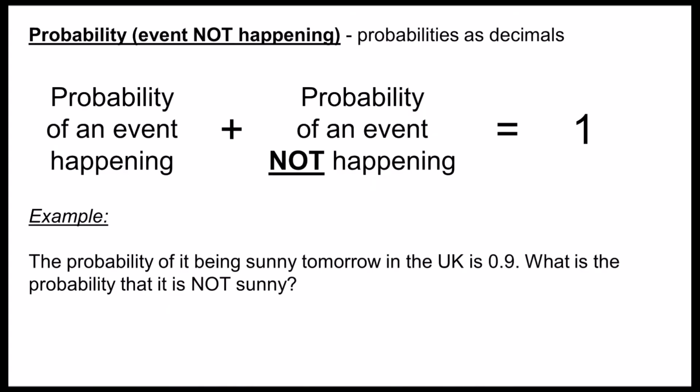So in this next part of the lesson, we're going to have a look at the same idea but where the probabilities have been given as decimals. In this first example, it says the probability of it being sunny tomorrow in the UK is 0.9. What is the probability that it's not sunny? So as with before, I want to work out 1, take away 0.9, and therefore my probability is going to be 0.1. So I can say the probability that it's not sunny in the UK tomorrow is 0.1.